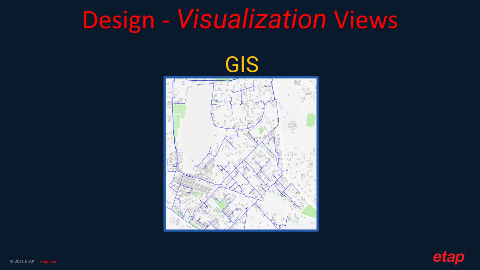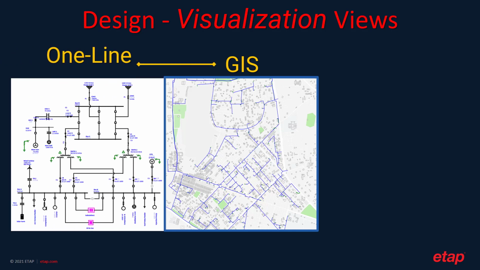So to a little bit better understand, let me explain what a GIS or geospatial view is. It's a view of the electrical grid imported from an existing ArcGIS or ESRI database, saving hundreds of hours on recreating the model from scratch. And that's what we're looking at on the screen here in the center.